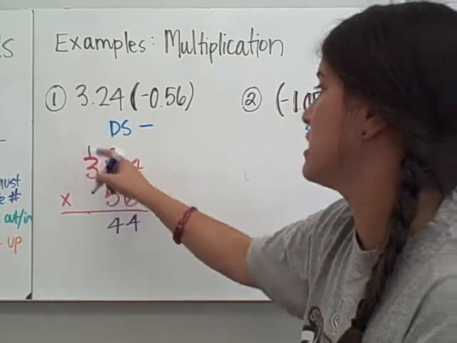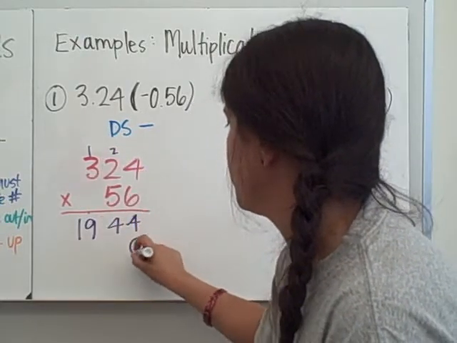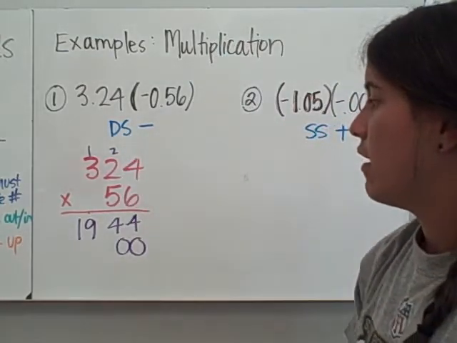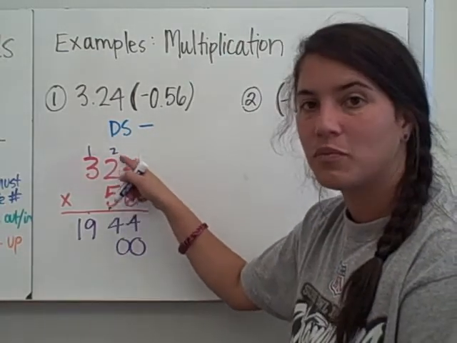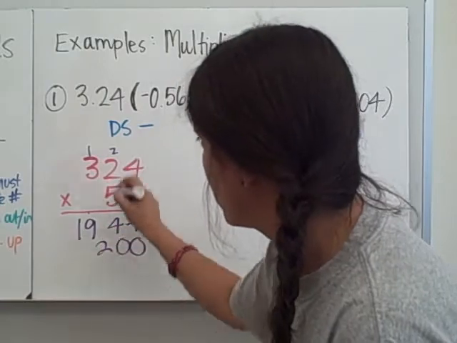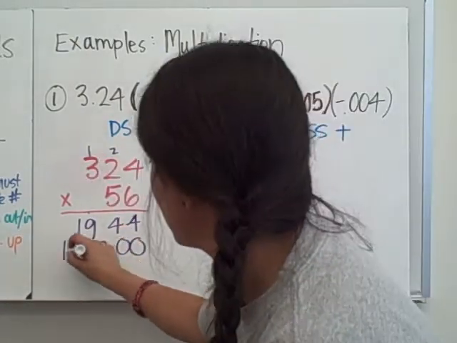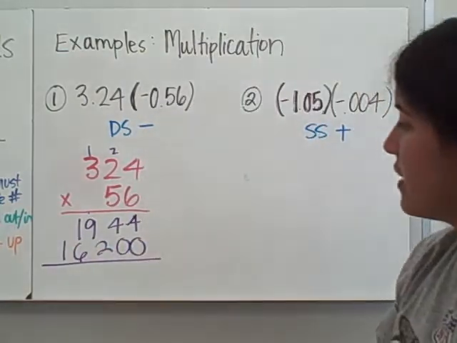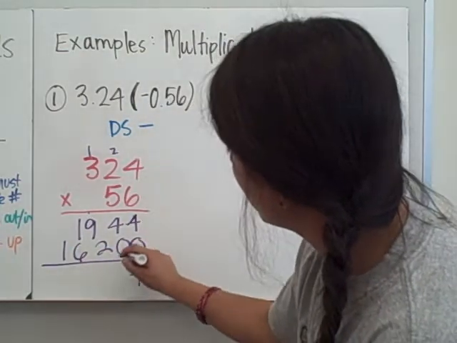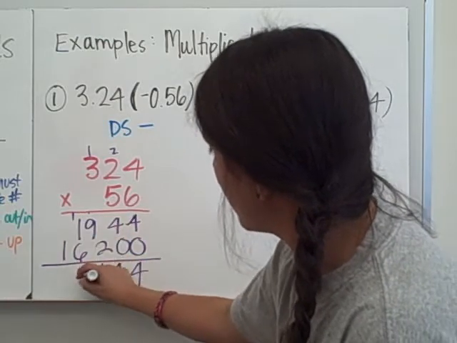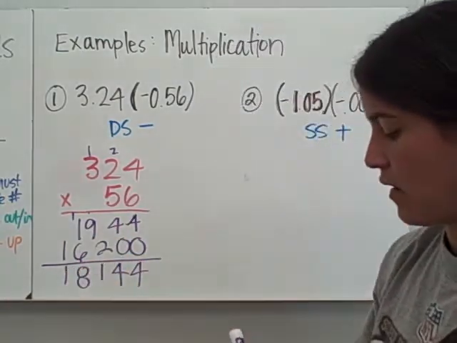6 times 3 is 18, plus 1 is 19. 5 times 4 is 20, carry the 2. 5 times 2 is 10, plus 2 is 12, carry the 1. 5 times 3 is 15, plus 1 is 16. You add these up, and we get 4, 4, 11, 7, 8, and 1.